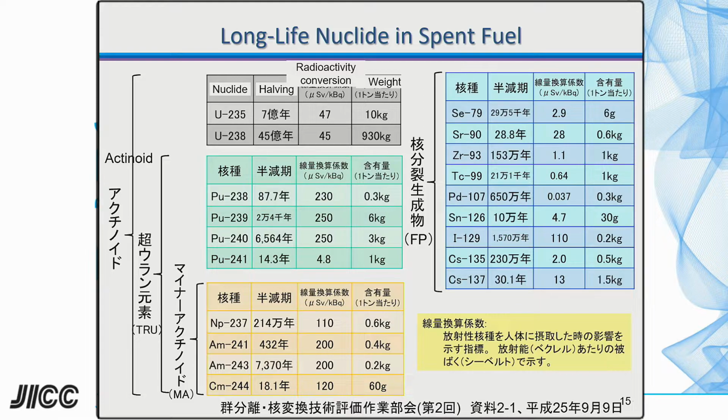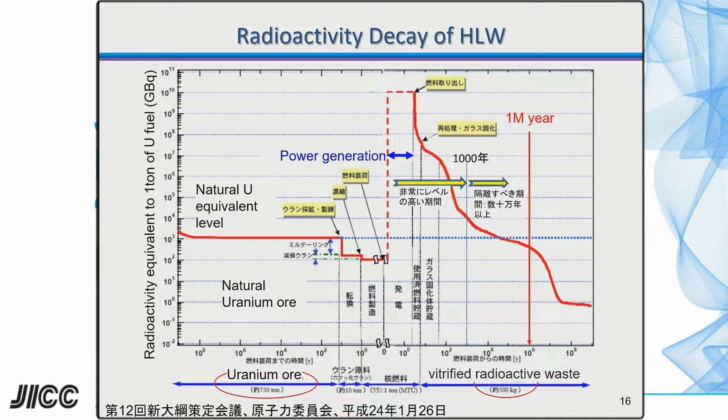In comparison, this is the transuranium element. The minor actinide, this is the problem. The halving time is very long, 2 million years, and this is 2 million, and 7,000 years, and so on. And the toxicity of these elements is relatively high. And we want to deal with these elements for the sustainable use of nuclear energy, right?